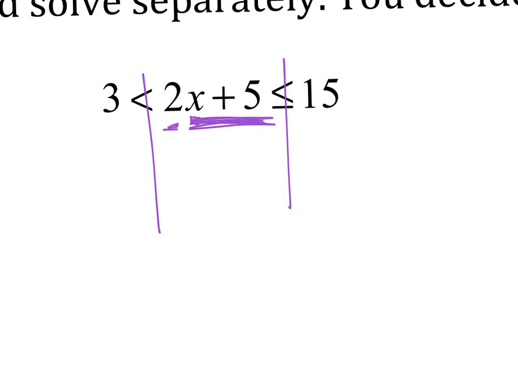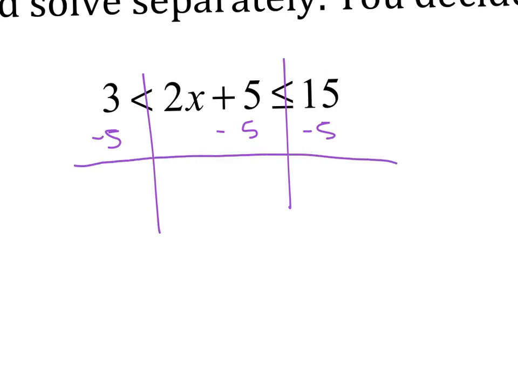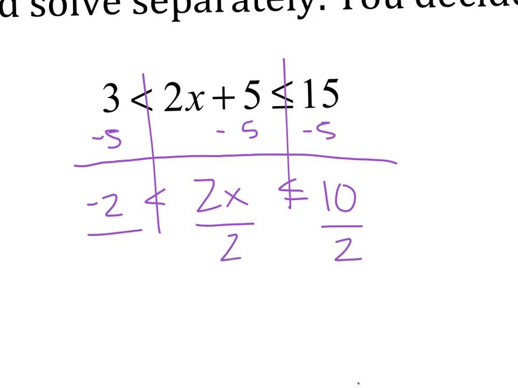As I'm looking at this, I would choose to get rid of my 5 first. So we need to subtract 5, but be careful. Just like an equation, we need to keep our inequality equal in all 3 portions. So if we are going to subtract 5 to try to isolate that x, then we have to subtract 5 everywhere. So 3 minus 5, and then just bring down your signs. We're left with 2x in the middle, and 15 minus 5. So then the last step is to divide by that number in front of your x, which you guys know is always your last step.